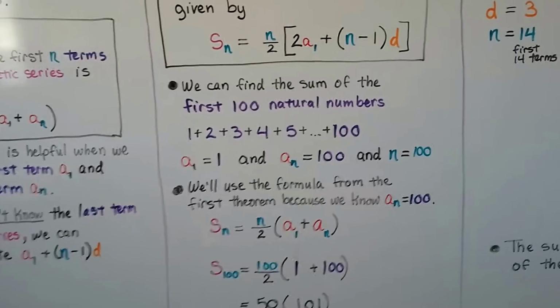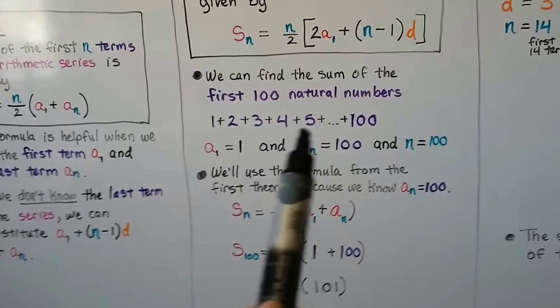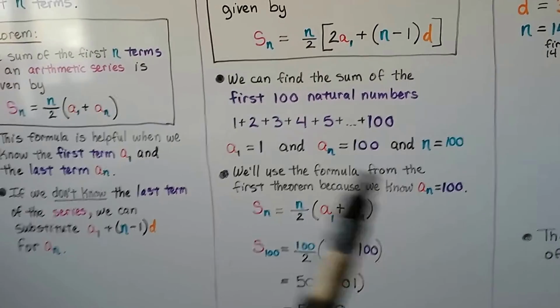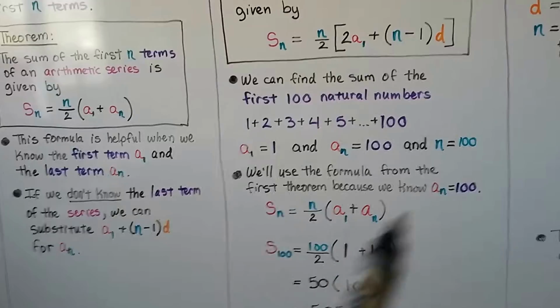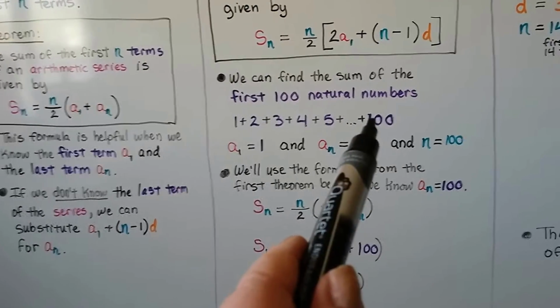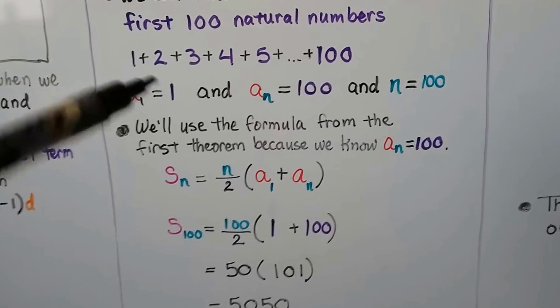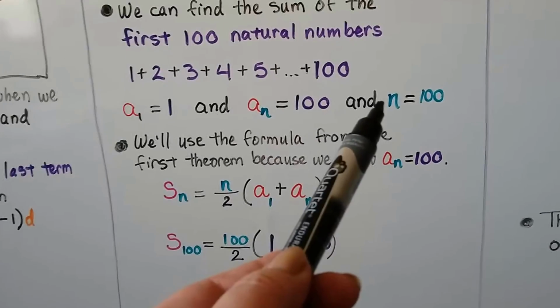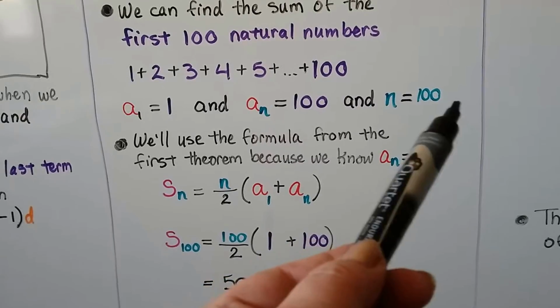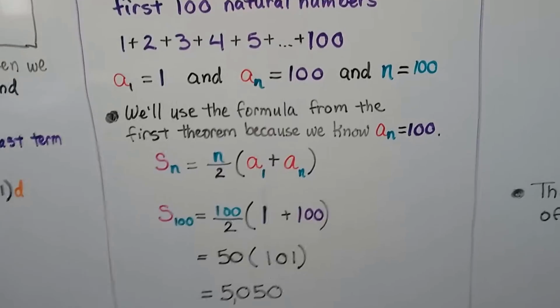So we can find the sum of the first 100 natural numbers, 1, 2, 3, 4, 5, all the way up to 100. And we would use this formula because we know the last term is 100. See? So we know a sub 1 is a 1. We know that a sub n is a 100. We also know that n equals 100 because it's the 100th term. We're going from 1 to 100.